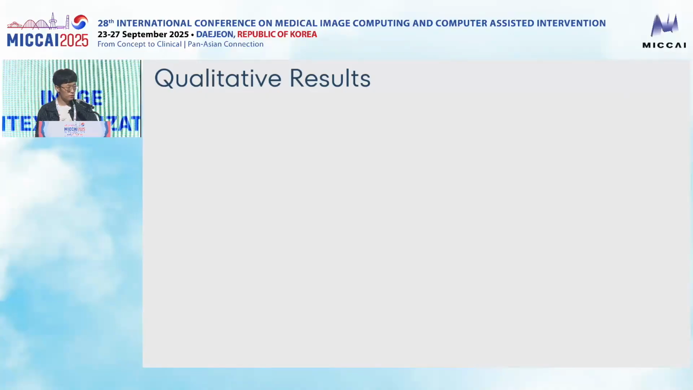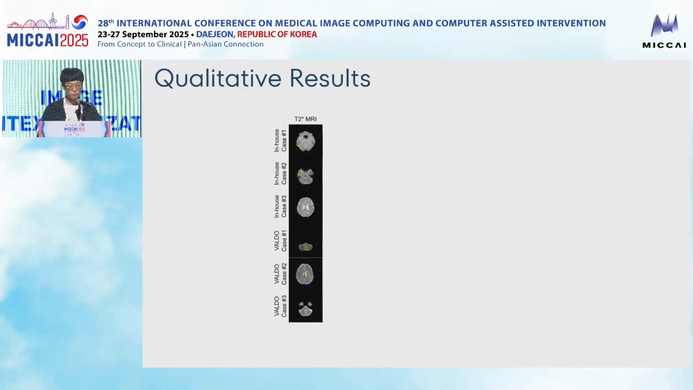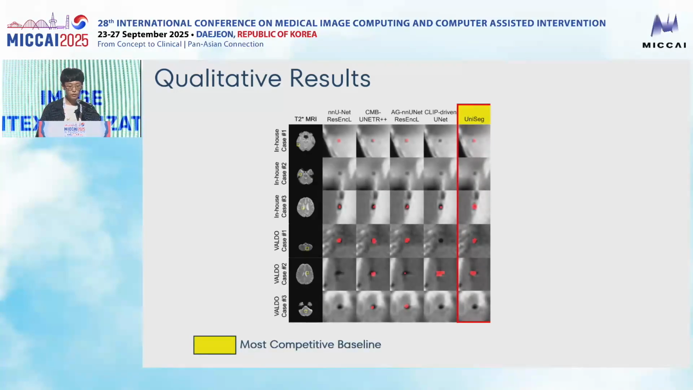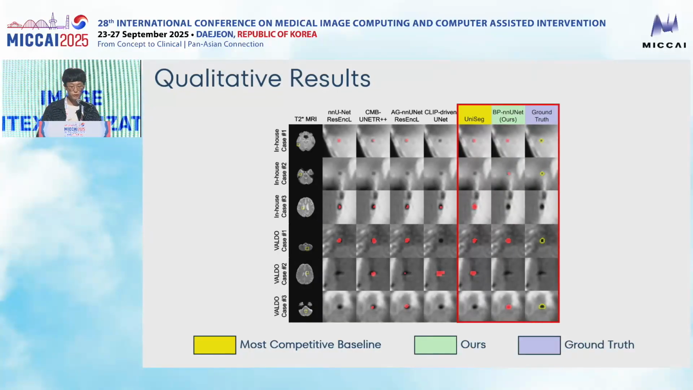We also reported the qualitative results for the given T2 star inputs. Results of competing methods are given, and the most competitive baseline is highlighted in yellow. Our results and ground truths are also given. Comparing with competing methods, our results show that our method is superior in minimizing both false positives and false negatives.